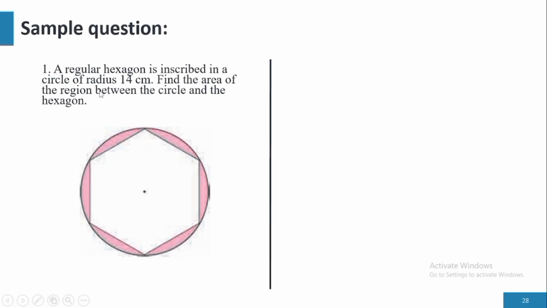Now, as you can see here, it is not mentioned that what exactly you are supposed to find. It is just given that find the area of the region, okay. So now it is we who have to understand that this region between the hexagon and the circle is nothing but the segment of a circle. If you are not clear with which shape it is, you won't be able to apply the appropriate formula.